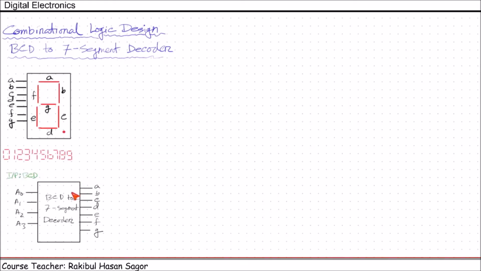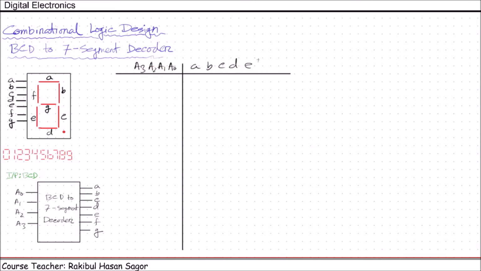Now, in order to design BCD to 7-segment decoder, let us draw the truth table first. In the input side, we have A0, A1, A2, A3. In the output side, we have A, B, C, D, E, F, G. In the input side, we have 0000, 0001, 0010.